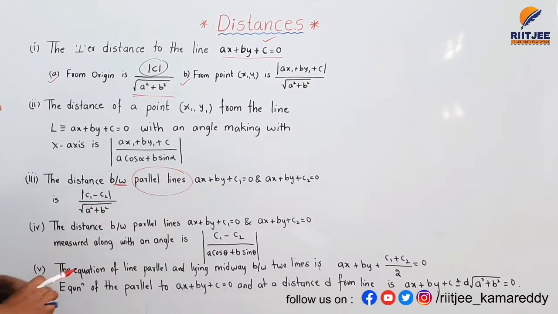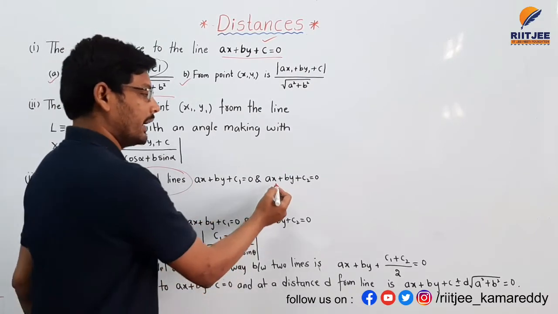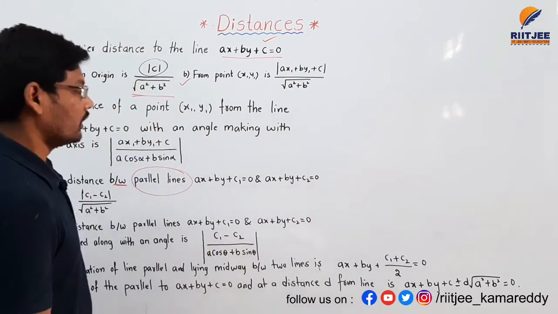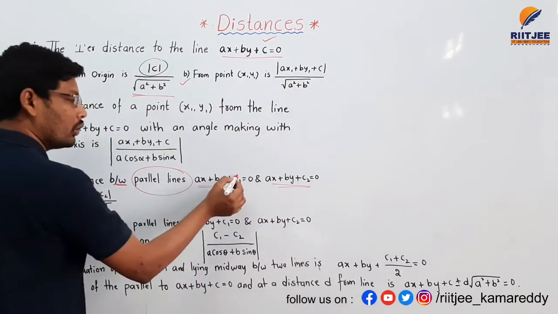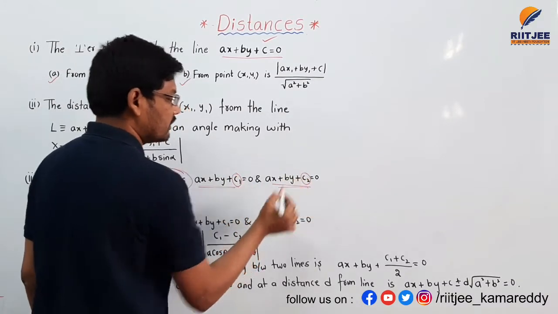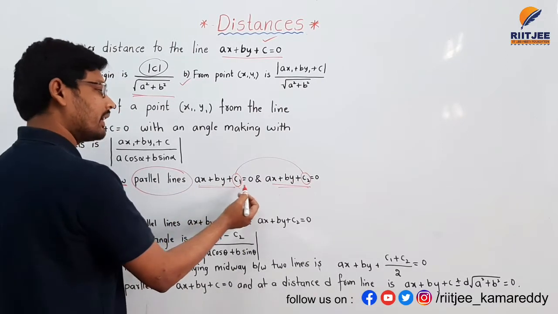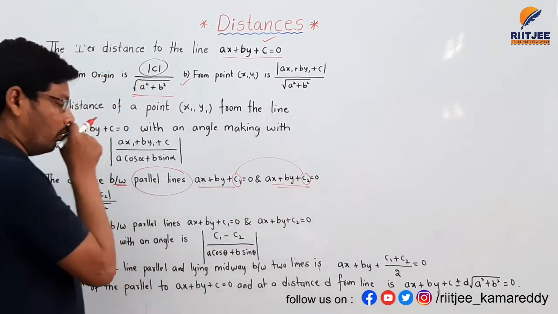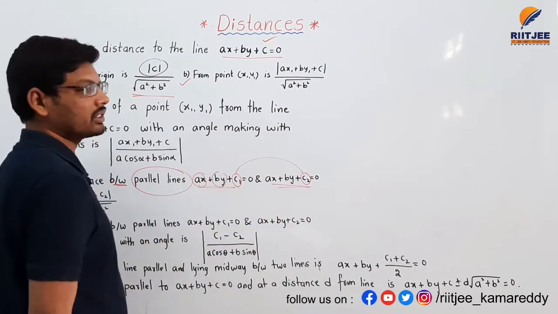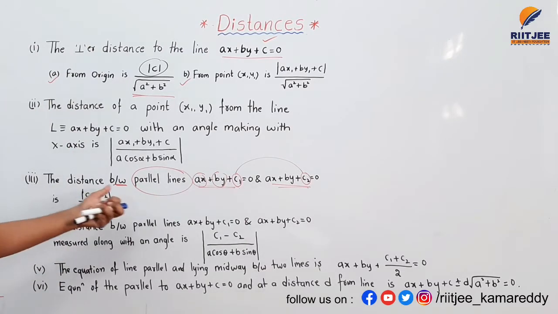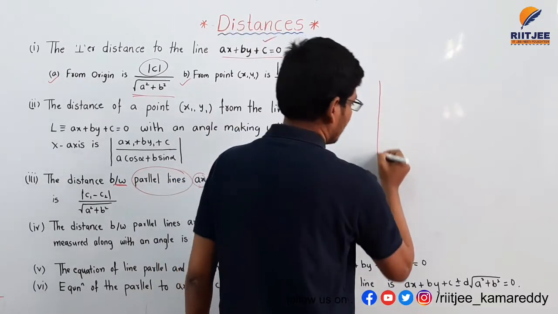Here, the distance between parallel lines ax plus by plus c1 equals 0 and ax plus by plus c2 equals 0. If you take any two parallel lines, only the constant is where the difference between these two lines is: ax plus by plus c1, ax plus by plus c2. Only c1 and c2 change here, no x and y coefficients change here. The distance between two parallel lines, if you want to take, for example, I am taking a coordinate axis here again.